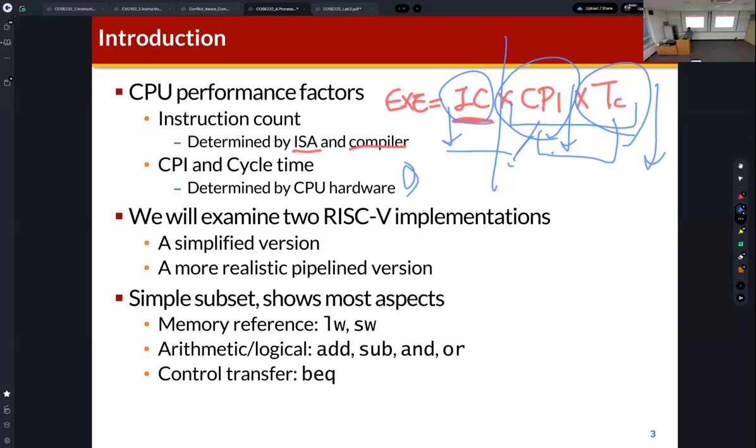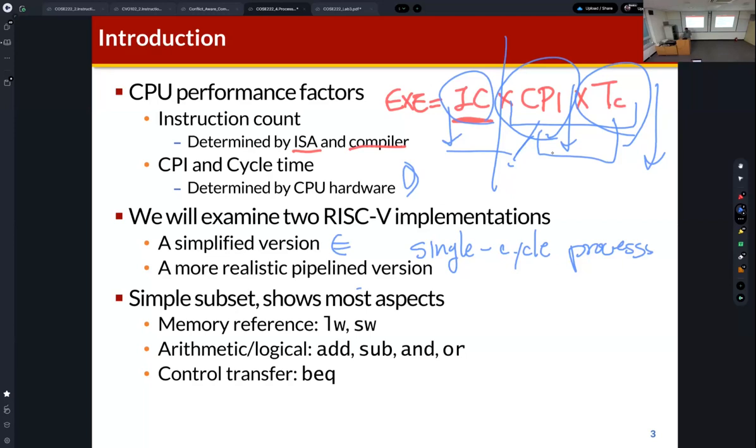So firstly, we will learn about the processor where every instruction takes one clock period. It's called a single cycle processor. And then we will learn about the more realistic processor architecture. It is called a pipelined processor.